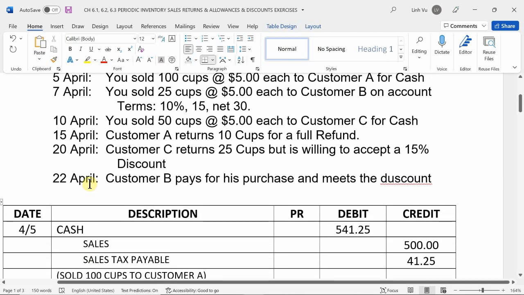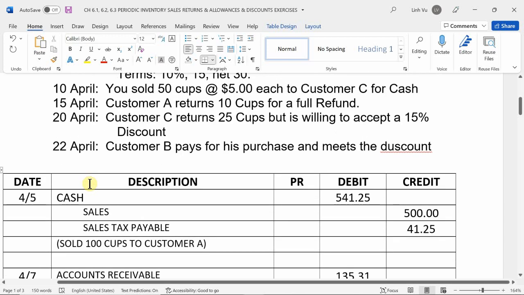Good. So then let's see what happened next. On April 10, you sold 50 cups for $5 each to customer C for cash. 50 cups at $5 each to customer C for cash on April 10.